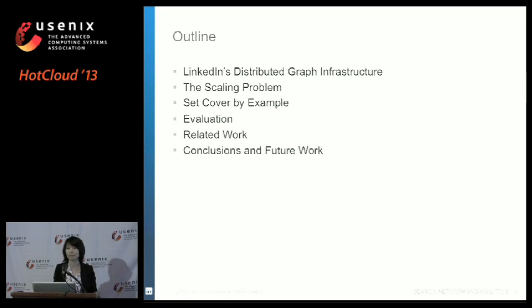So here's the outline of my talk. I will first give you a quick introduction of LinkedIn's distributed social graph. And then I will explain a specific scaling problem that we discovered in our system. I will talk about how we use the set cover algorithm to address this problem, the evaluation of this implementation in our production system, a few related researches done in large scale and distributed graphs, and the conclusions.